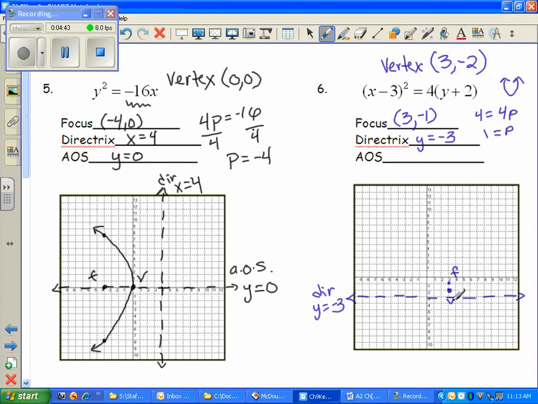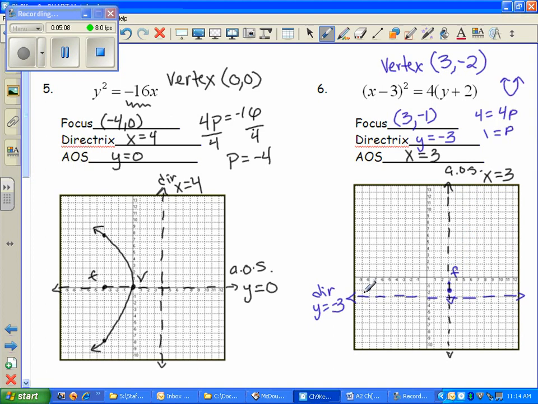The axis of symmetry will always go right through the middle of my equation. It will connect the focus and the vertex. And it will be an equation. Since it's a vertical line, the equation will be x equals a number, and since it goes through 3, it will be x equals 3.